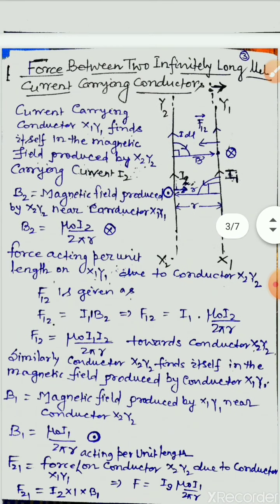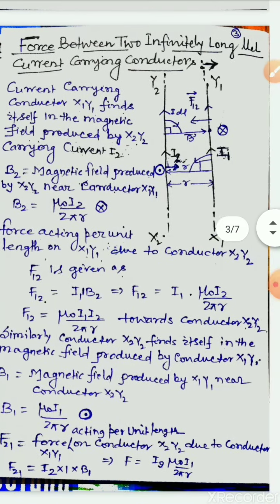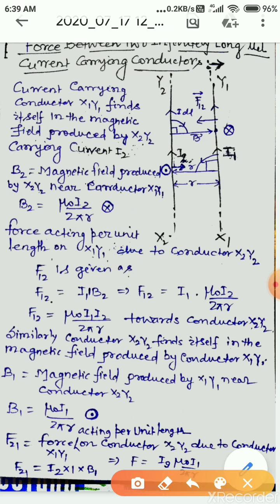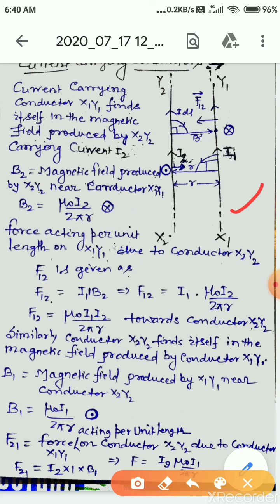Now, let us discuss the force between two infinitely long parallel current carrying conductors. Here, the figure shows two current carrying conductors X1 Y1 and X2 Y2. They are carrying currents I1 and I2. They are separated by a distance R.